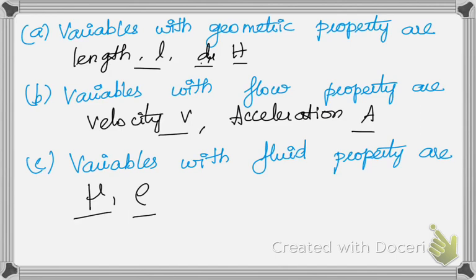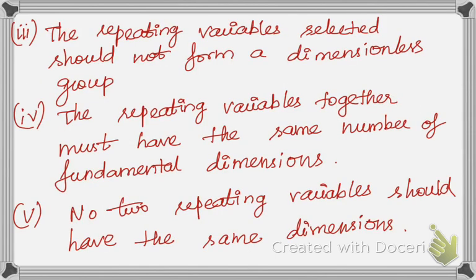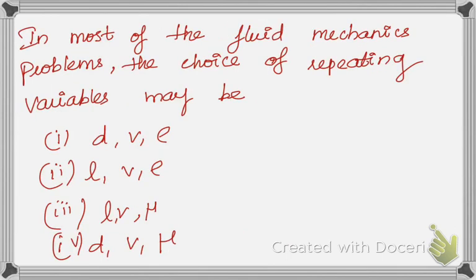Next, these repeating variables selected should not form a dimensionless group. That is the more important thing. And these repeating variables together should have all the fundamental dimensions, that is M, L, T, and no two repeating variables should have the same dimensions. So say if one of the variables has a dimension of M T power minus 1, another repeating variable should not have the same dimension M T power minus 1. So each and every variable should have different dimensions. That is more important. And the most commonly used choice of repeating variables will be D, V, rho.